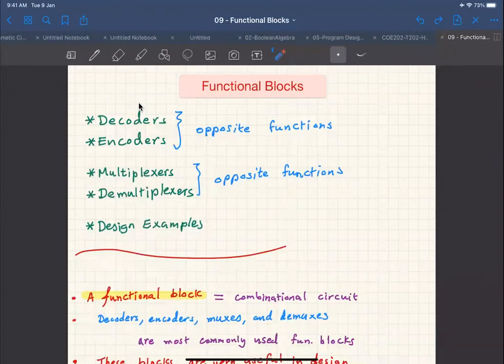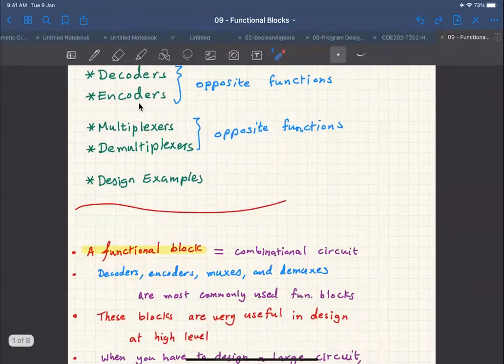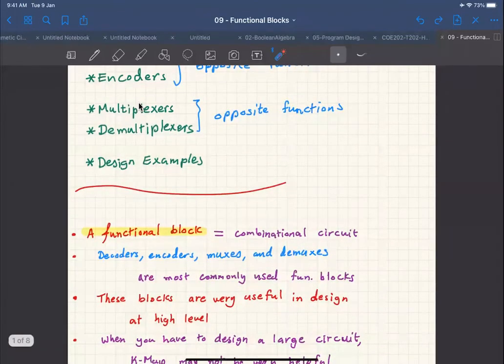All right. So what do we mean by a functional block? This is kind of an introduction before we start the components. It's basically a combinational circuit, nothing but a combinational circuit, but it's used to model certain functions, and these include decoders, encoders, multiplexers, and demultiplexers. These are the things that we are going to discuss. There are other components as well, but we're not going to discuss them.